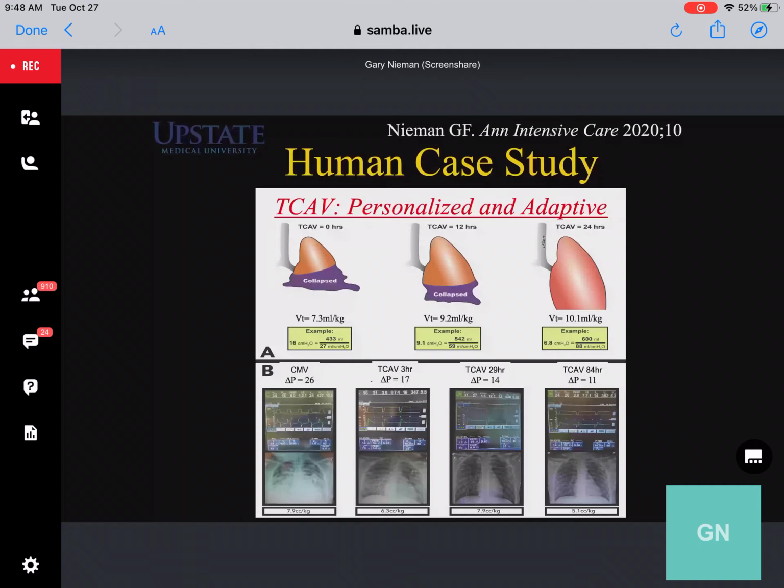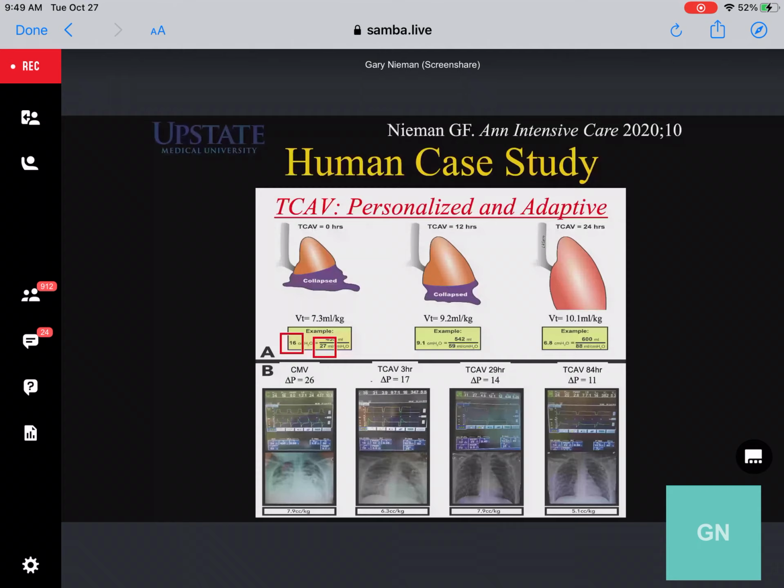So is this injurious as defined by driving pressure? You can see in our first example, and again, these are from actual brain dead lung donor patients, when we first went on TCAV, the driving pressure was 16, but the tidal volume was low. And why was the driving pressure at the upper range of safe? Because the compliance was so low.